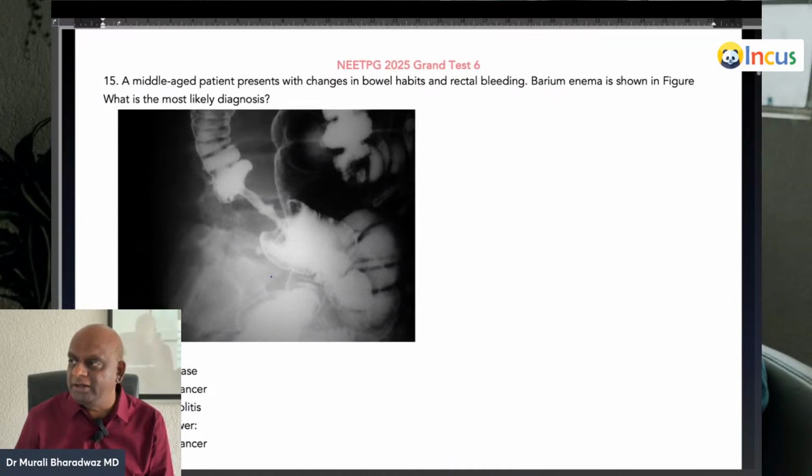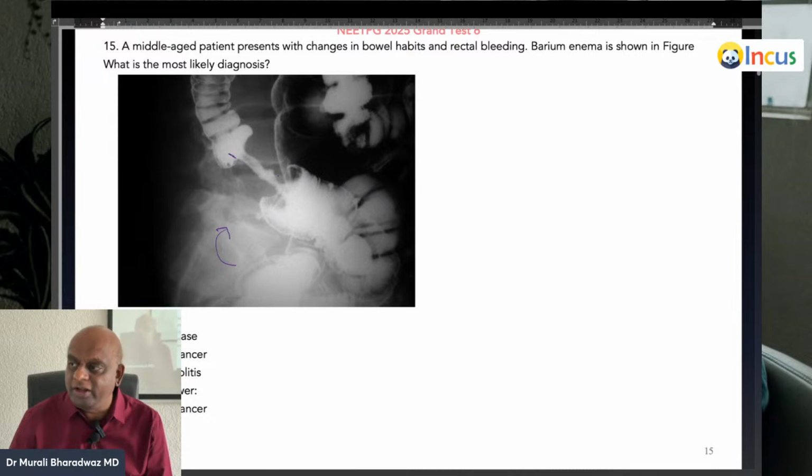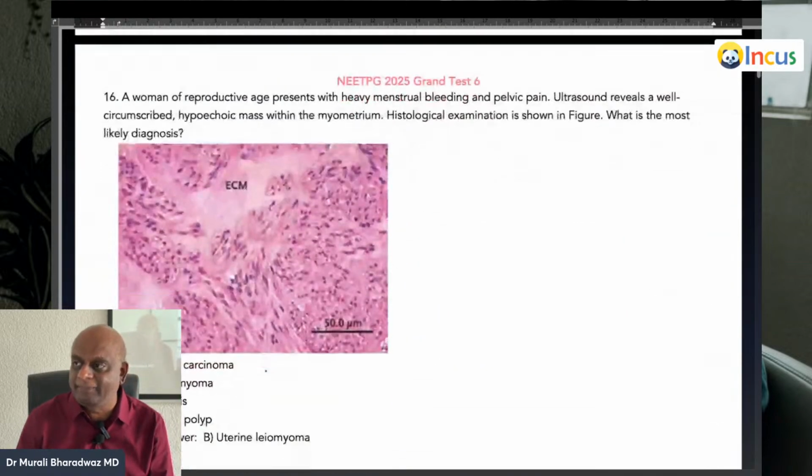A middle-aged patient with changes in bowel habits and rectal bleeding and what is this called? Apple core sign, which is the feature of colorectal cancer.